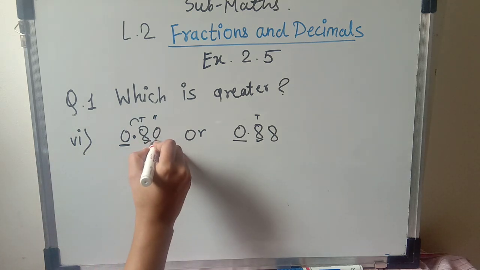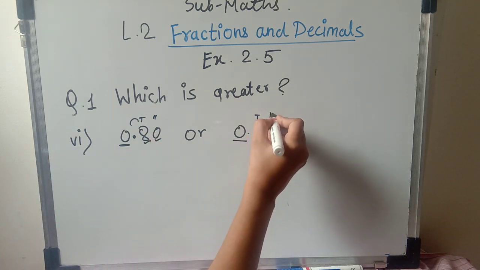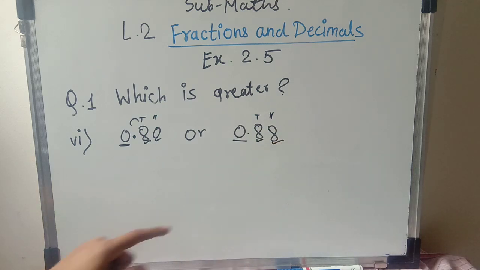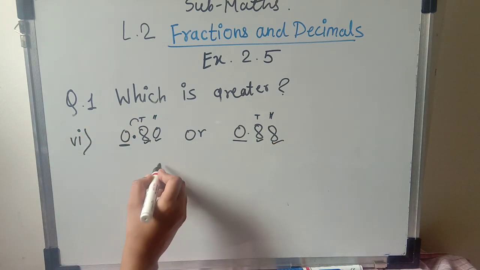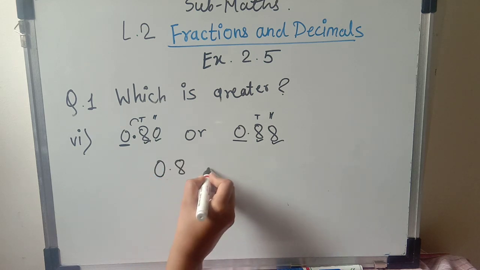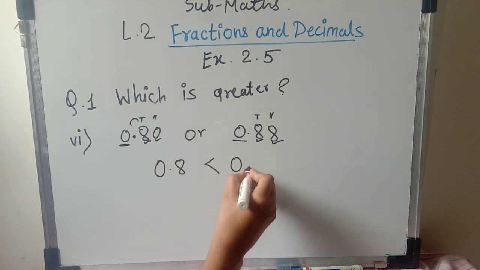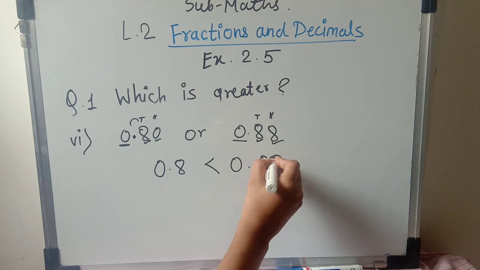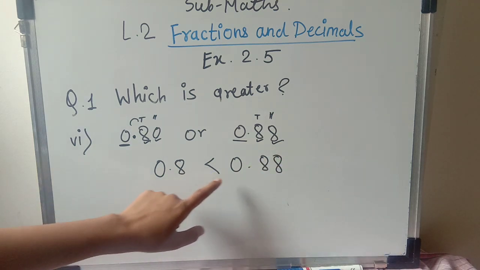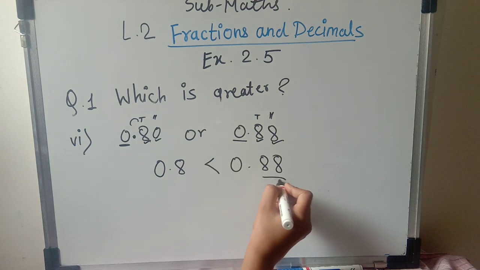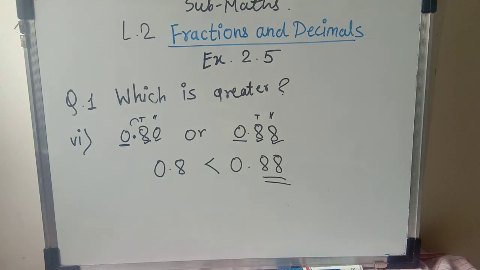So here on the 100th place 0 is there and in the second number on the 100th place 8 is there. So 8 is greater than 0. It means that 0.8 is less than 0.88. So this number is the greater one. So here we decided which number is bigger, that is 0.88 is the greater one.